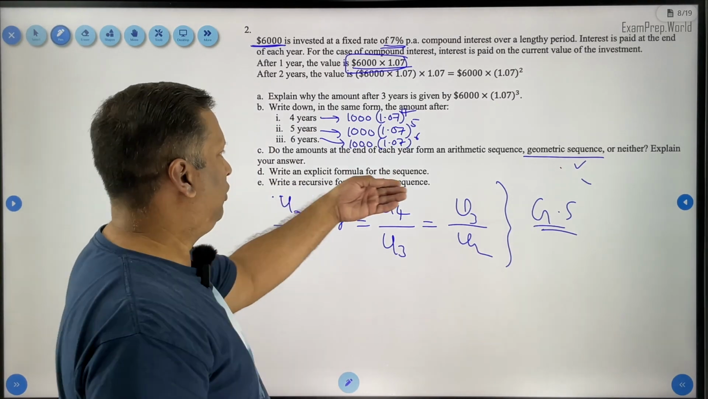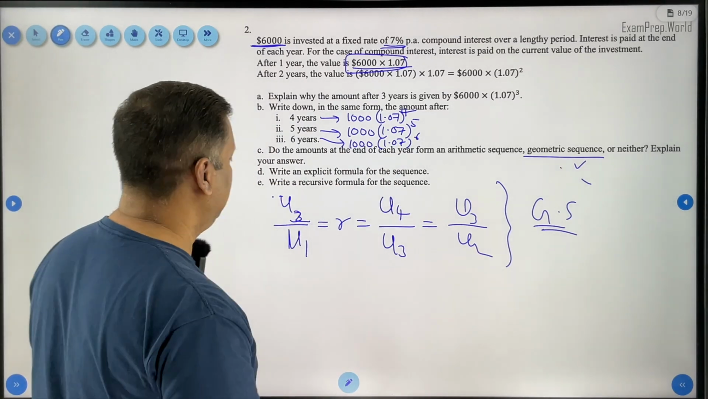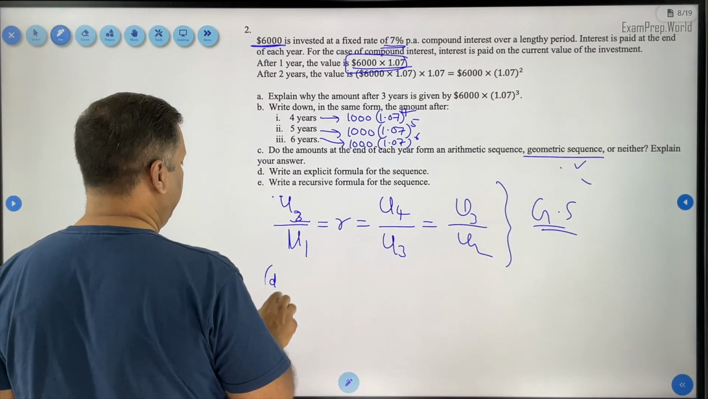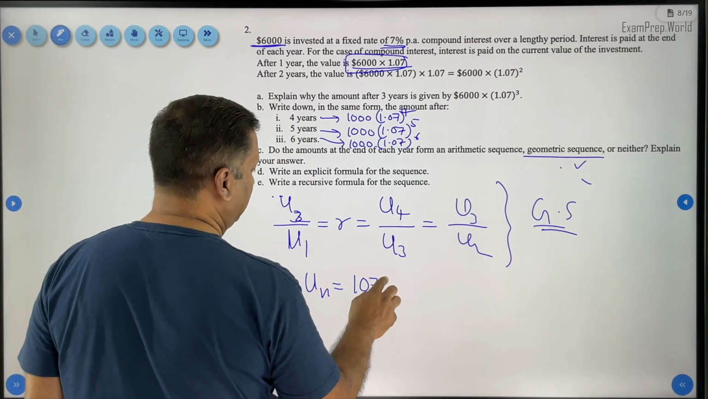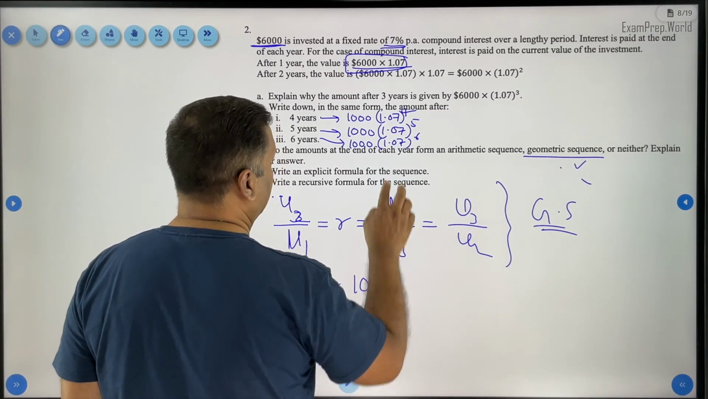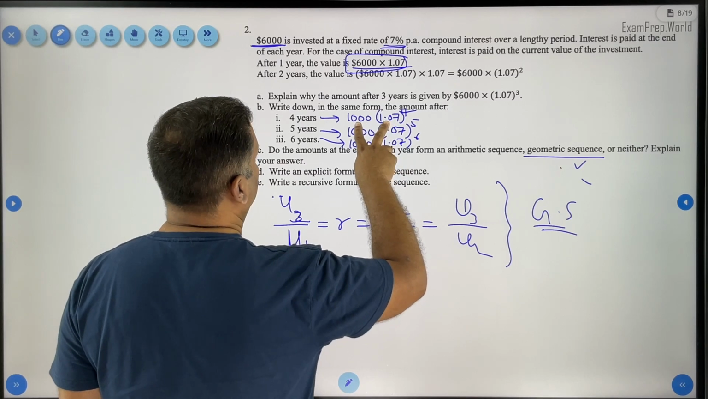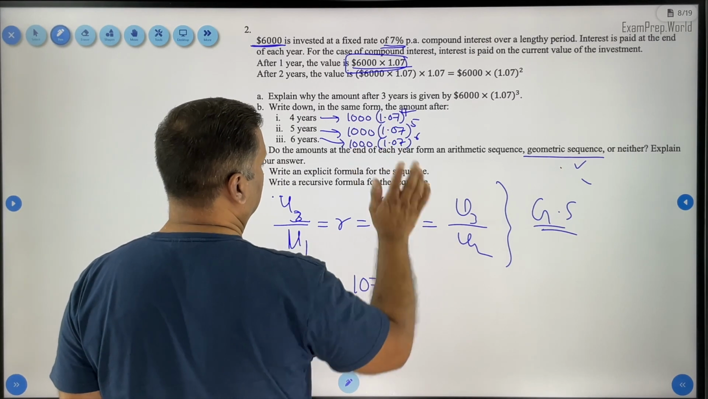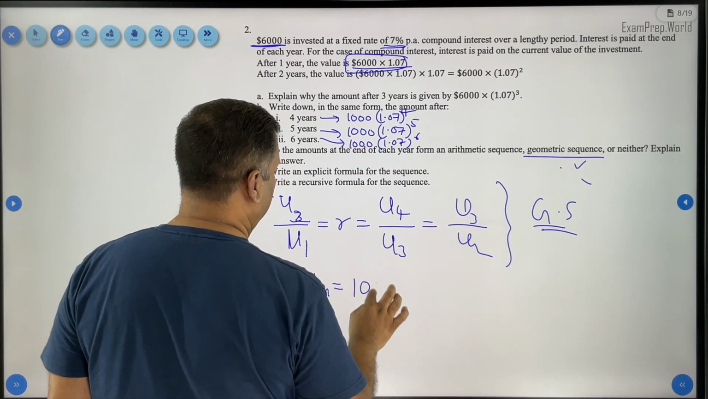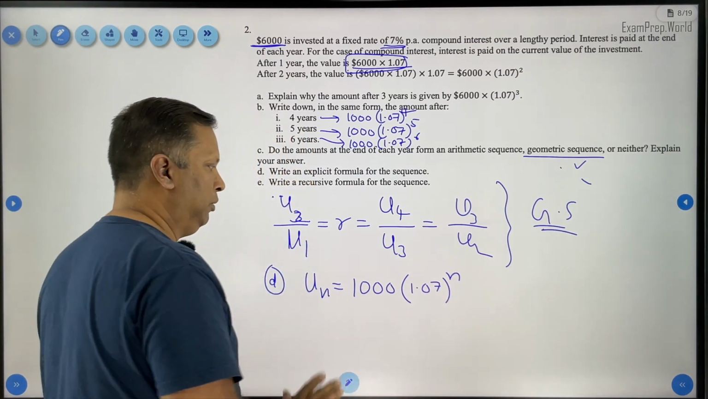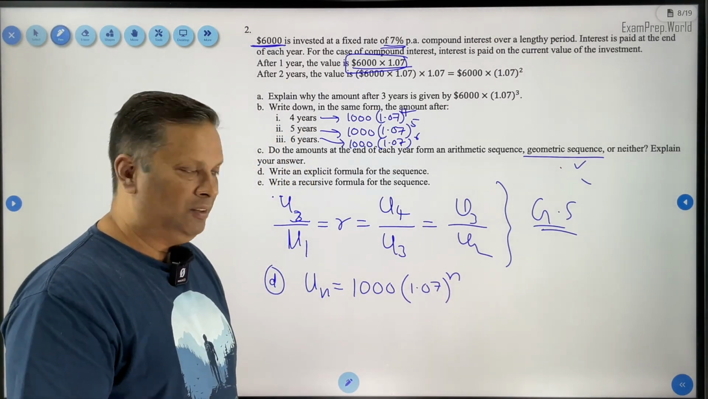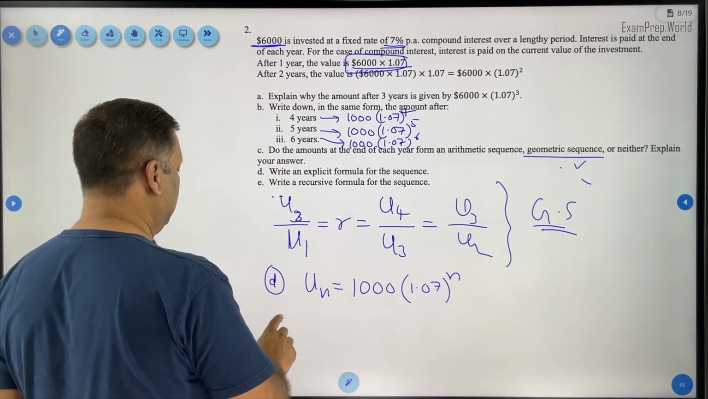Write down the explicit formula for the sequence. Very easy. So, D part. Un is 1,000 into 1.07 whole to power n. Explicit formula done. Okay. Now the recursive formula.